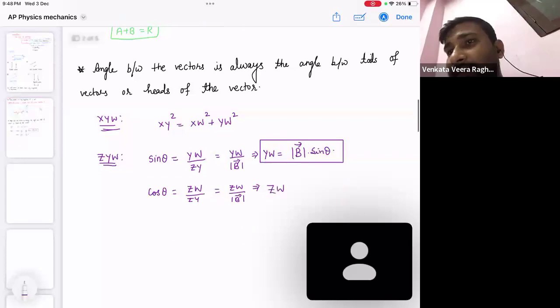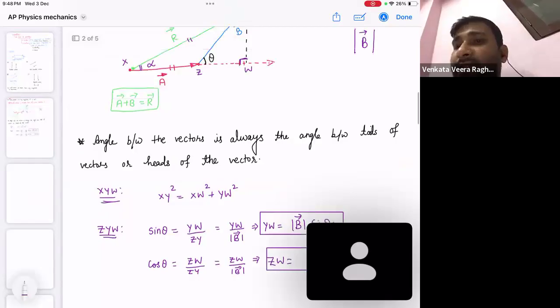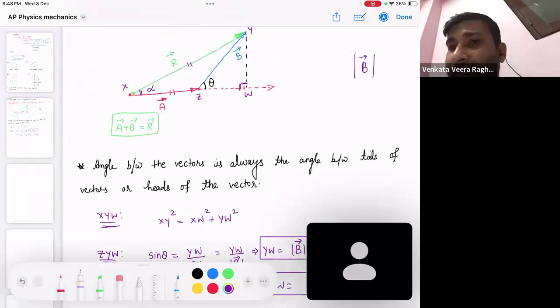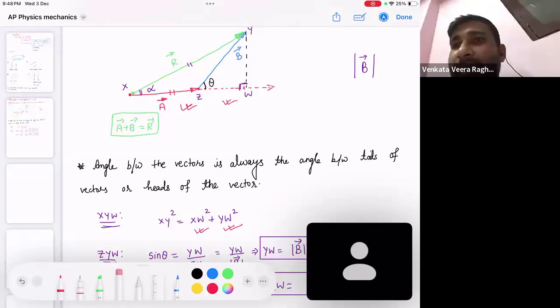Magnitude of B cos theta we have. YW we got it, ZW we got it. Now our question is going to be solved. Why? Because we need XY, and XW is nothing but XZ plus ZW, isn't it? Look at the bigger triangle. XW is XZ plus ZW. So now we are going to use those two.